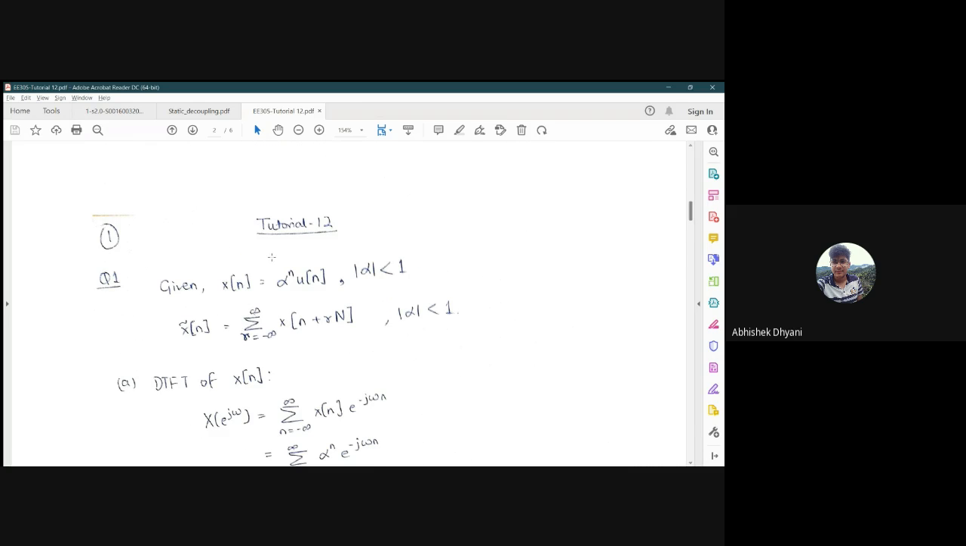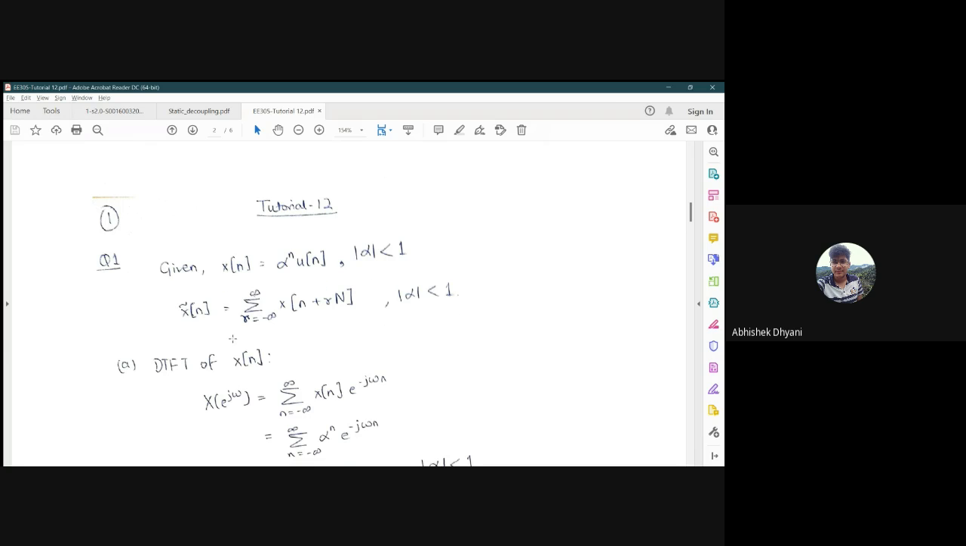So it goes like this. This is what is given to us. We have x of n, that is alpha raised to the power n u of n, mod of alpha less than 1. And how do we obtain x tilde n? We just say that it's a periodic version of x of n, with mod of alpha still less than 1. So we have to first of all find out the DTFT.